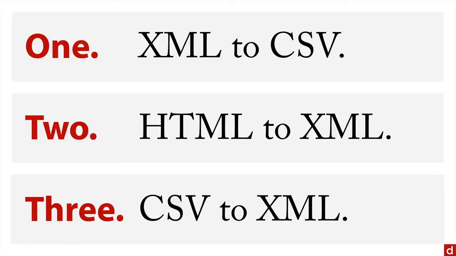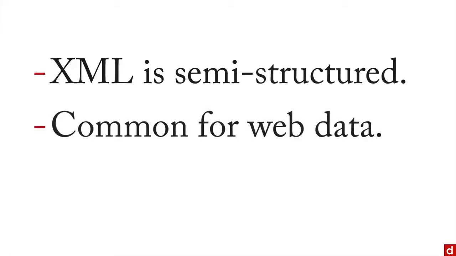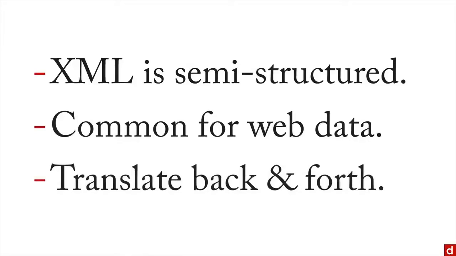So in sum, here's what we can say. Number 1, XML is semi-structured data. What that means is it has tags to tell the computer what the piece of information is, but you can make the tags whatever you want them to be. And XML is very common for web data, and it's really easy to translate the formats XML, HTML, CSV, and so on and so forth back and forth, which gives you a lot of flexibility in manipulating data so you can get it into the format you need for your own analysis.